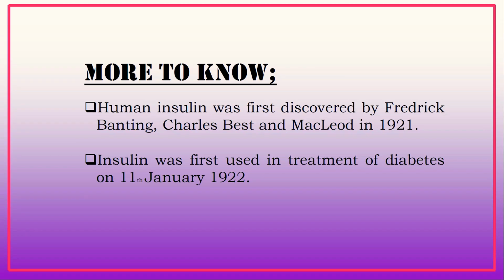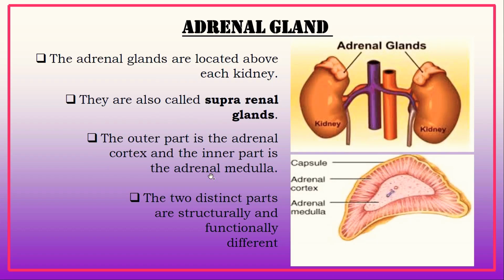More to know. Human insulin was first discovered by Frederick Banting, Charles Best and McLeod in 1921. Insulin was first used to treat diabetes on 11th January 1922.